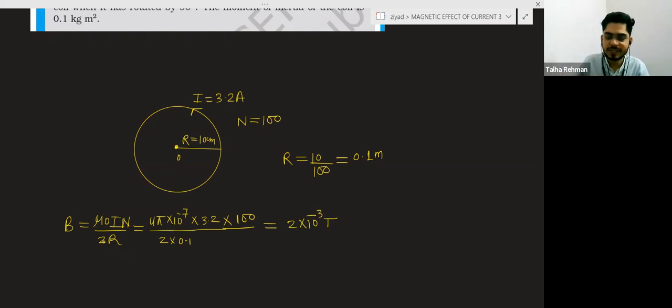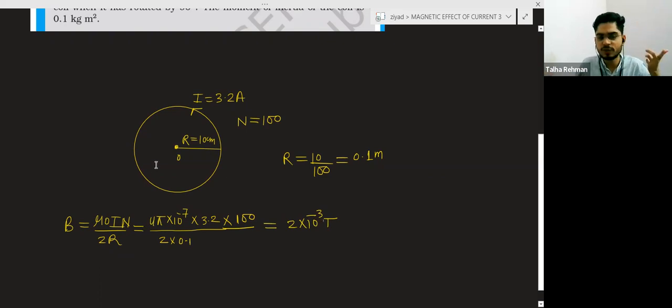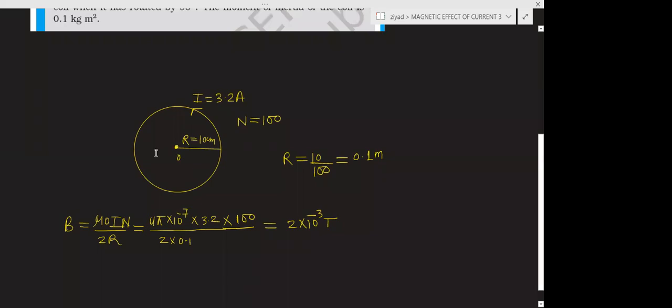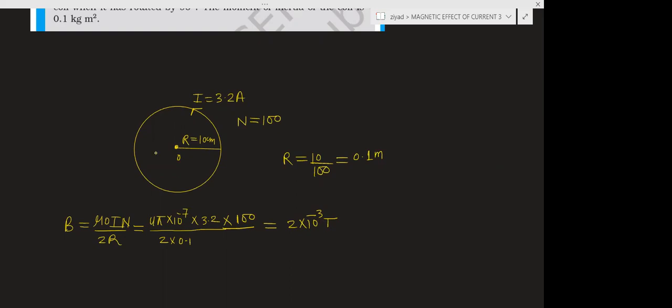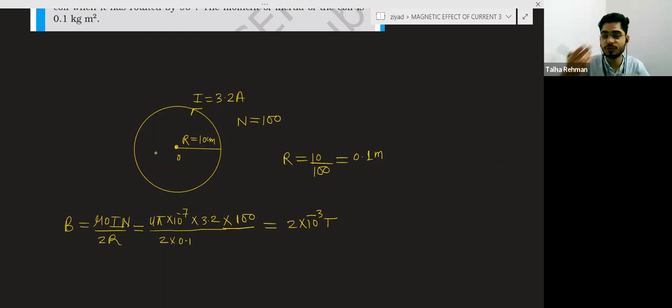And talking about the direction, because the direction of the current is not given, I will not talk about the direction. But if this is the direction of the current, you will apply your right hand thumb rule. Curl your fingers along the sense of the current, and the direction of the thumb will give you the direction of the magnetic field at the center of the coil. So the direction will be outward, if the direction of the current is given. So this is your A part.